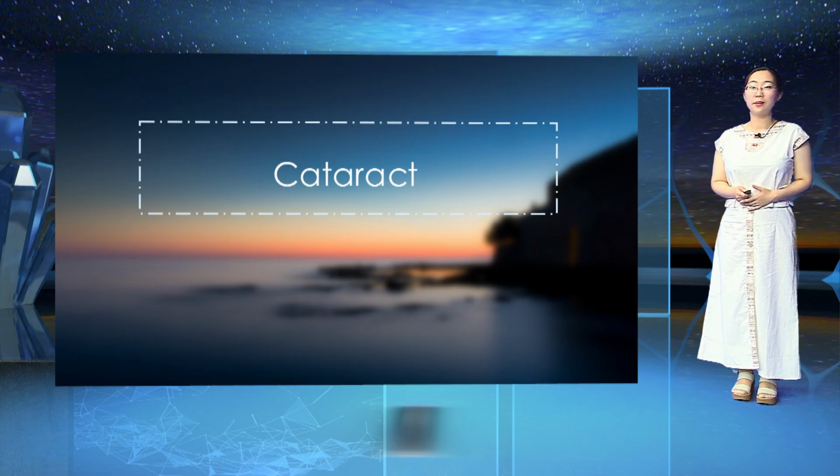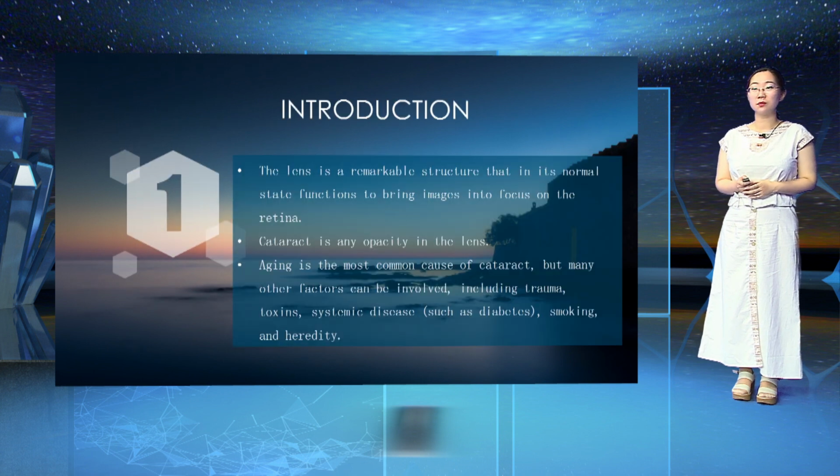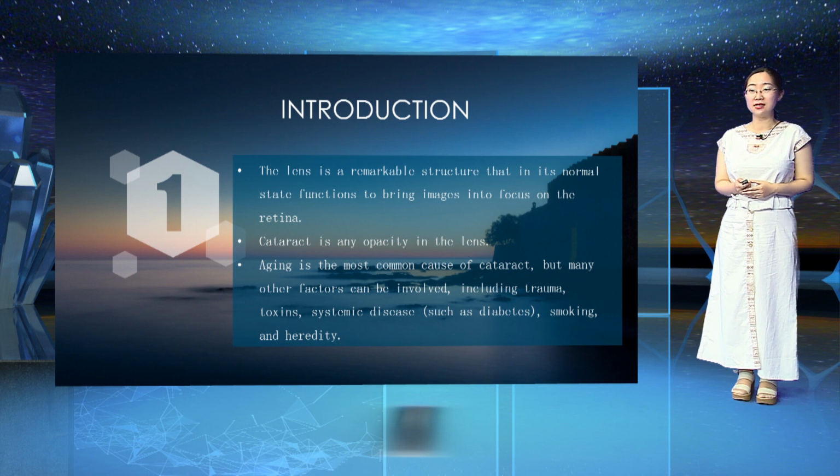In this lesson we'll learn about cataract. The lens is a remarkable structure that in its normal state functions to bring images into focus on the retina. A cataract is any opacity in the lens. Aging is the most common cause of cataract, but many other factors can be involved, including trauma, toxins, systemic disease such as diabetes, smoking, and heredity.